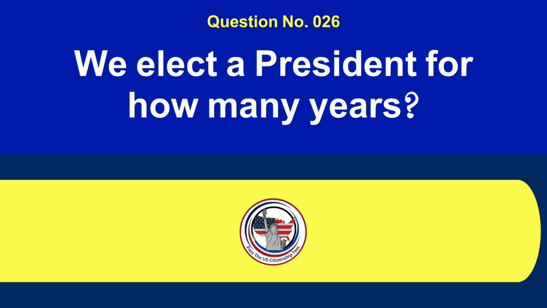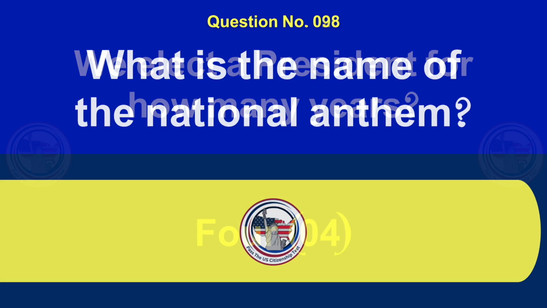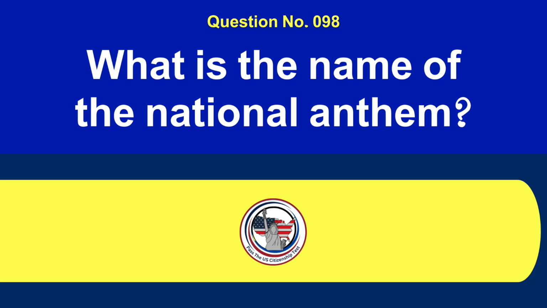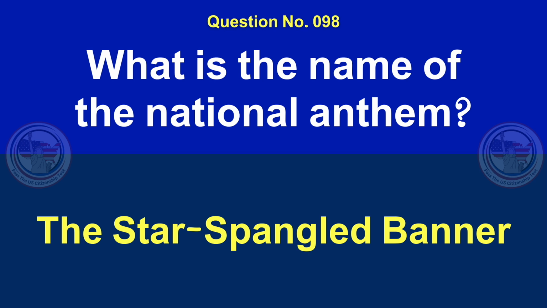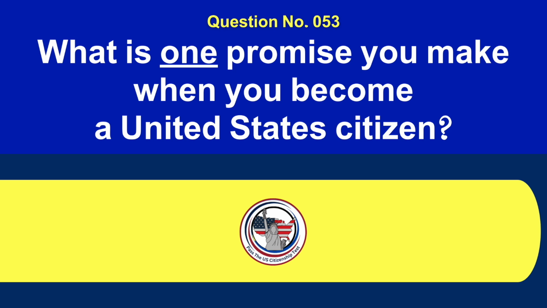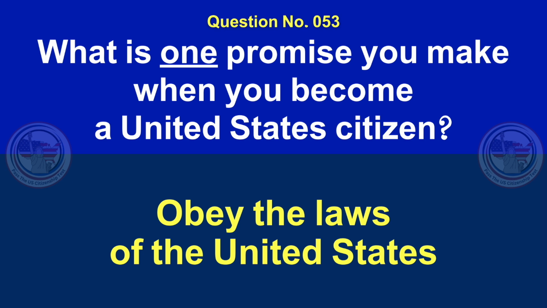We elect a president for how many years? Four. What is the name of the national anthem? The Star-Spangled Banner. What is one promise you make when you become a United States citizen? Obey the laws of the United States.